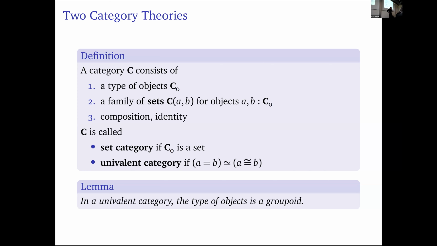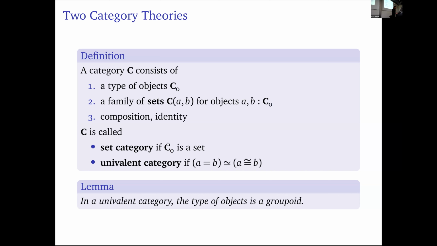And then on a category, we have one piece of data that is not relevant somehow, which is the identity types on the type of objects, C naught. The identity type on this type is sort of information that we want to get rid of. And there are two ways to get rid of this information.